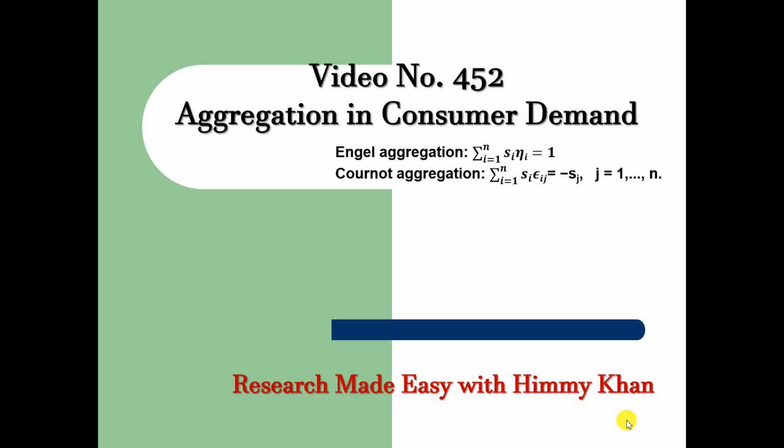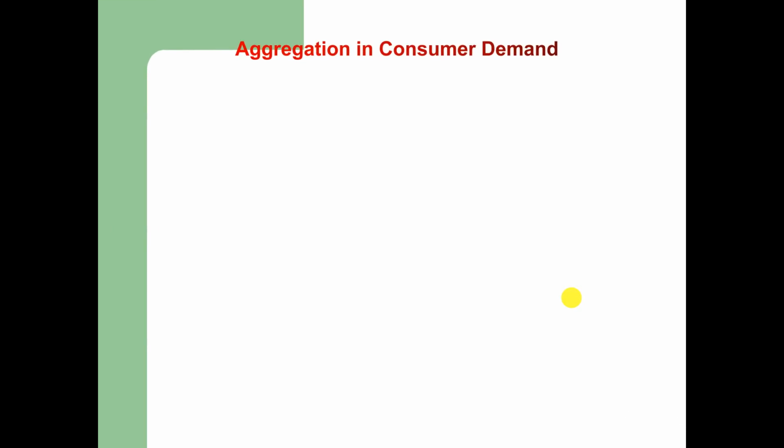This video is going to explain aggregations in consumer demand. I'll be discussing two aggregations, the Engel aggregation and the Cournot aggregation. So what are these aggregations in consumer demand?